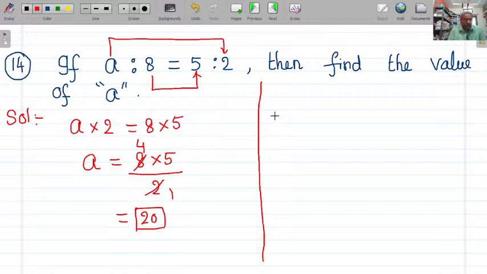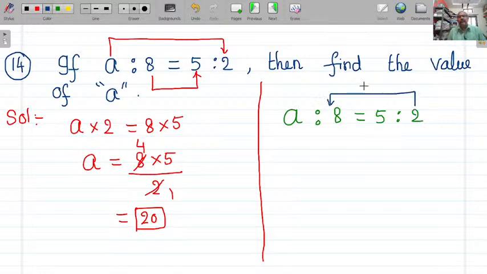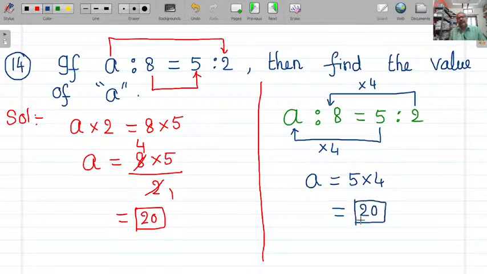Now the observation method. a is to 8 is equal to 5 is to 2. Observe the relation between these two. 2 into 4 gives 8, so that means here a will be 5 into 4. So a is equal to 5 into 4, so the answer is 20. Whatever easy method you can, adopt it in the examination. Yes Mahesh, absolutely correct.